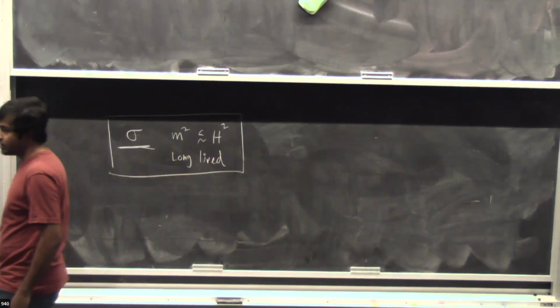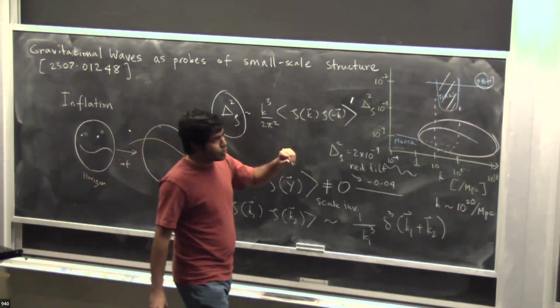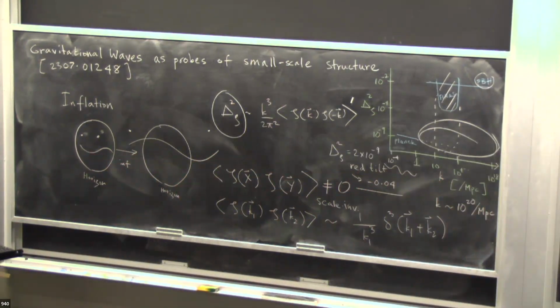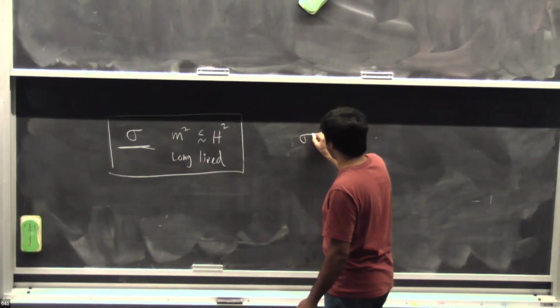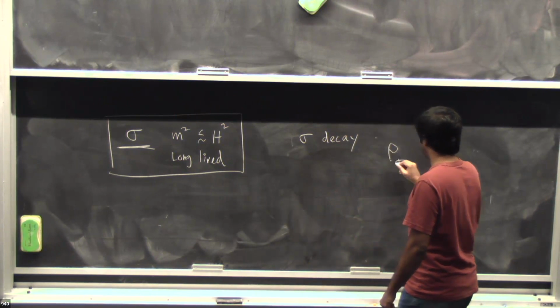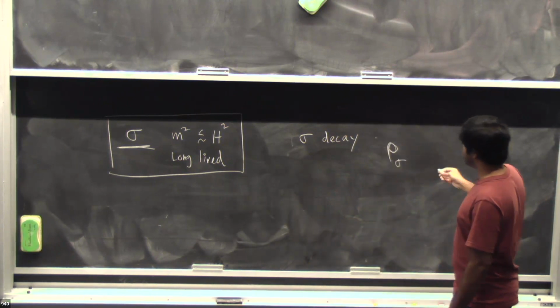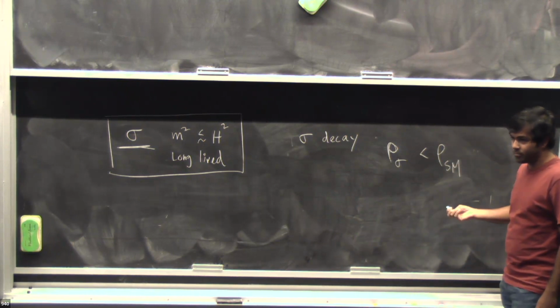So what are you assuming? Or you're not assuming either way? In this paper that we put out, we will assume, and this will be important later on, that at the time of sigma decay, rho sigma, the energy density in sigma, is smaller than the energy density in standard model.